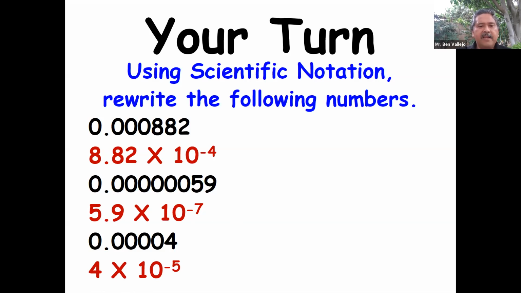And then this one right here, the answer is 4 times 10 to the negative 5th. Moving over 1, 2, 3, 4, and you can't stop there because then your number would just be 0.4. Take it over one more time, and it's 4 times 10 to the negative 5th.